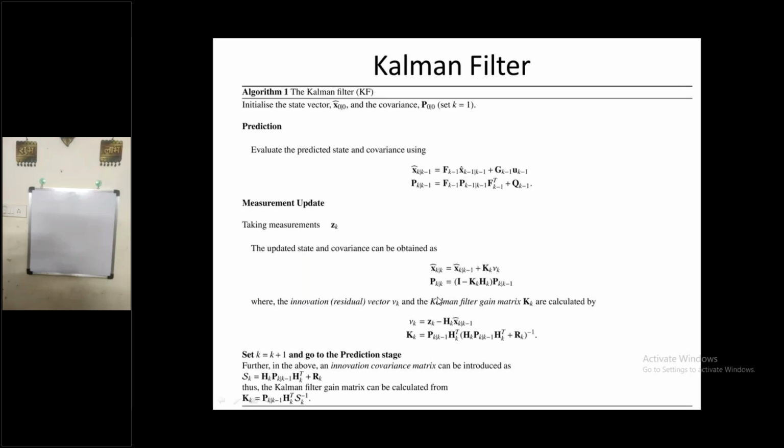Before going into much detail of the Kalman filter, let me explain what the Kalman filter is. The Kalman filter is an optimal state estimator. That means it tries to minimize some kind of optimization function such that the error between the actual state and the estimated state is zero.